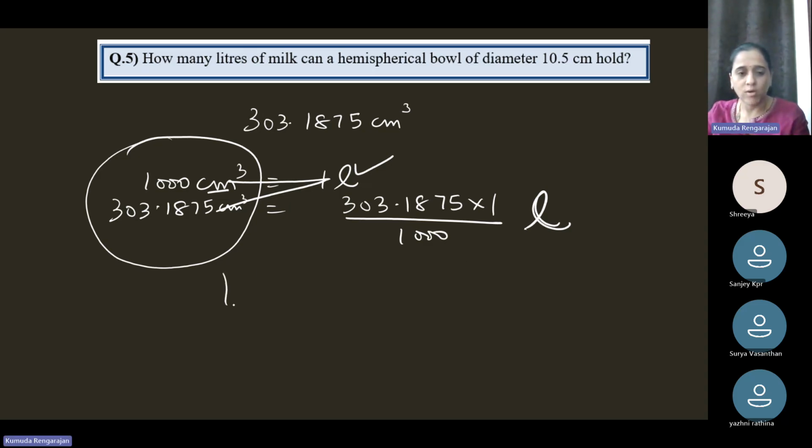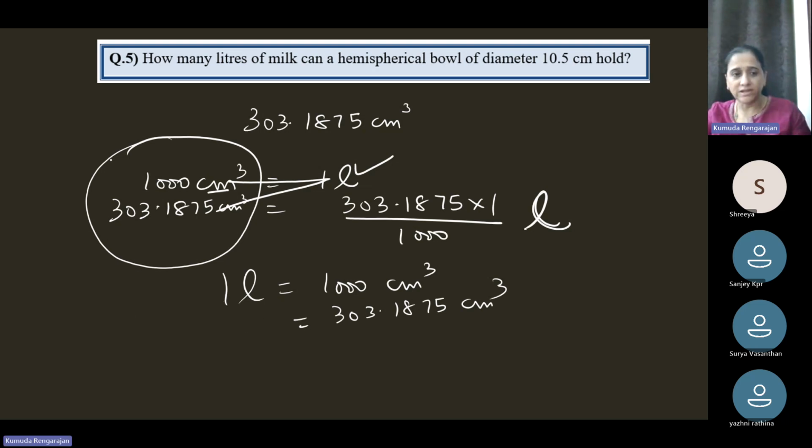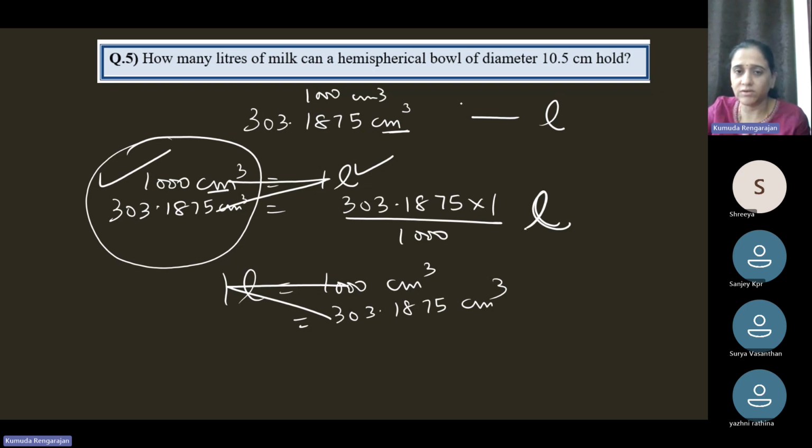If you write 1 liter is 1000 centimeter cube, then you must write like this. Then 303.1875 centimeter cubed is equal to this into this divided by this, and you must write centimeter cube below. We have to convert this to liters, right? So you should always write the rule like this only. 1000 centimeter cubed is equal to 1 liter.